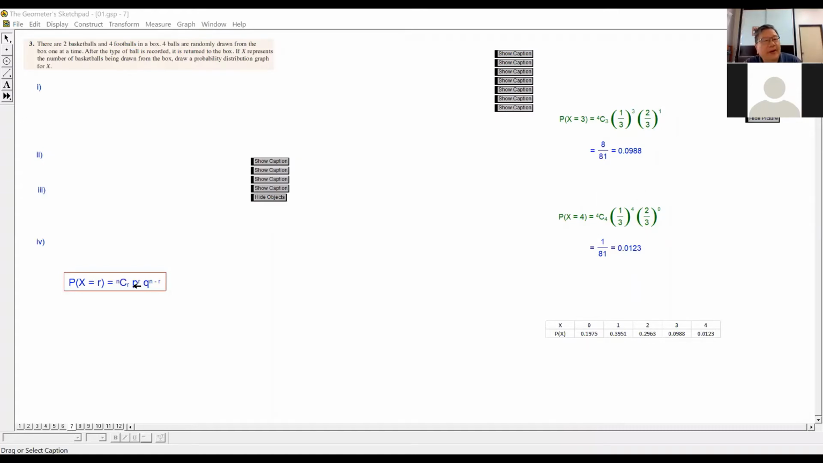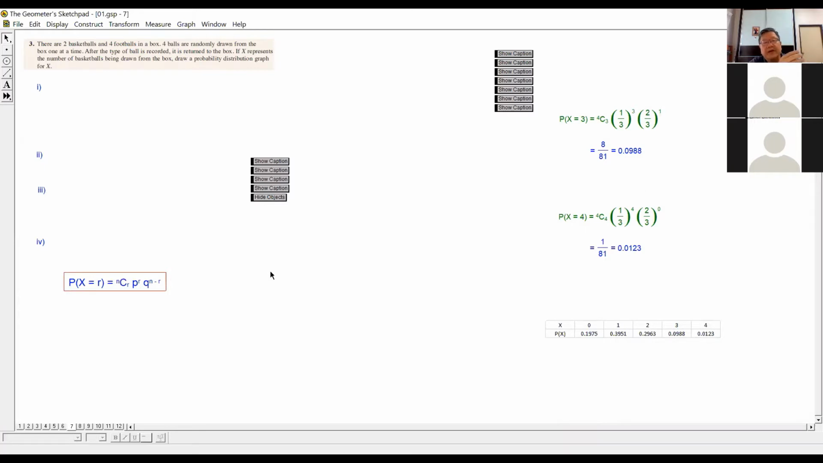Right. Now, earlier on, I told you that the formula is probability of x equals r equals nCr p to the power r q to the power n minus r. So what is the meaning of this formula? It means that first of all, you read the question.